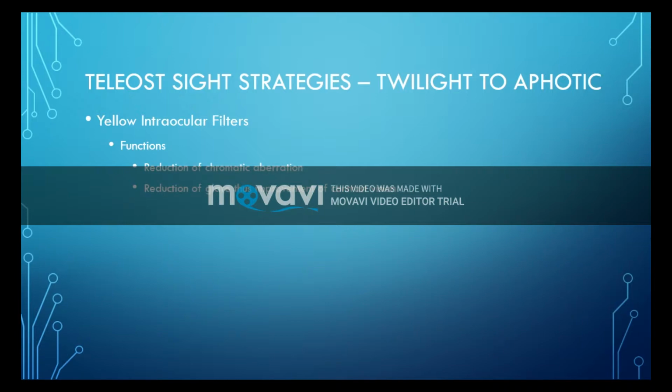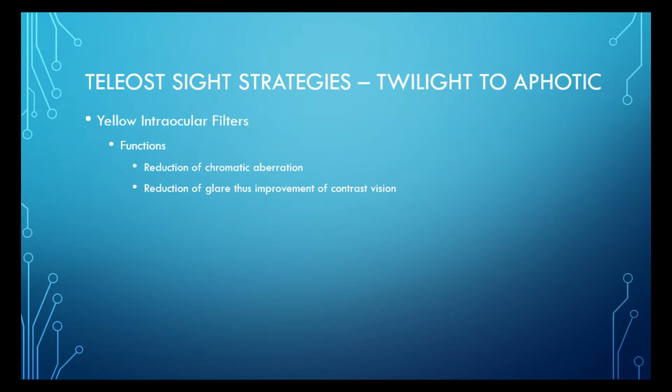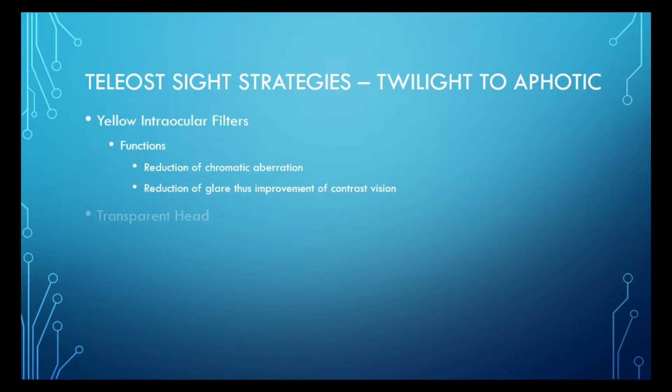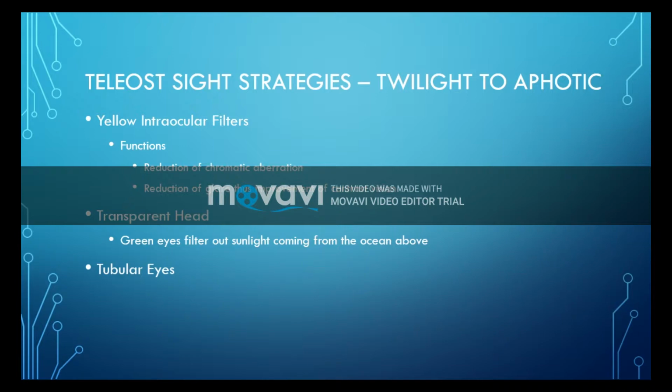First, the reduction of chromatic aberrations, which is the effect produced by the refraction of different wavelengths of electromagnetic radiation through slightly different angles, which can result in failure to focus. Secondly, a reduction of glare, thus improving contrast vision, or having a transparent head with green eyes which can filter out sunlight coming from the ocean above, allowing the teleost to see objects above, determining if there is danger or a meal.